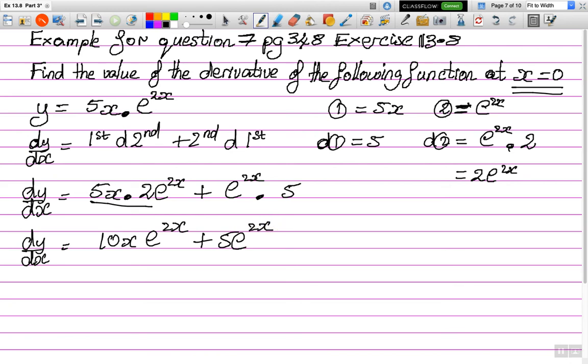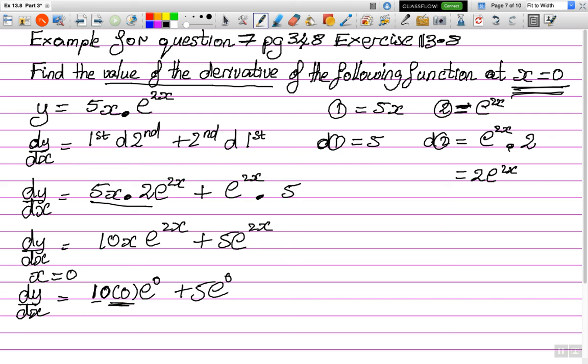We were told to find the value of the derivative when x is equal to 0. So they're telling us to put x equals 0 and find derivative, which is another way of saying dy dx. So it's going to be 10 on 0 on e to the 0 plus 5 on e to the 0. Anything times 0 means it's 0, so that first one is 0. Anything to the power of 0 is 1, so that's 5 times 1. So the answer is just going to be 5.